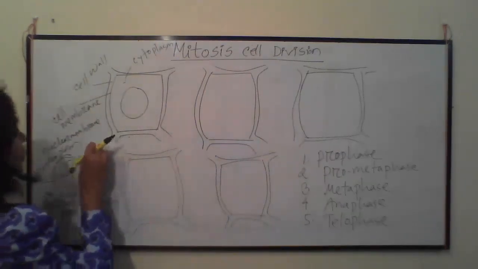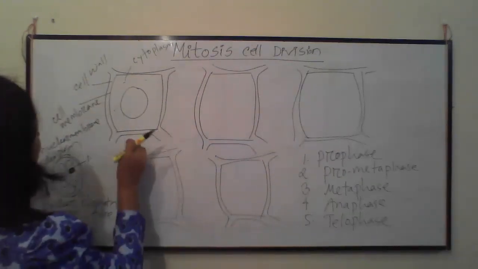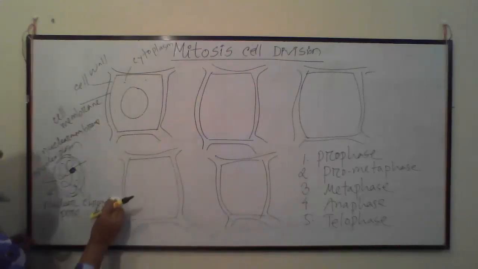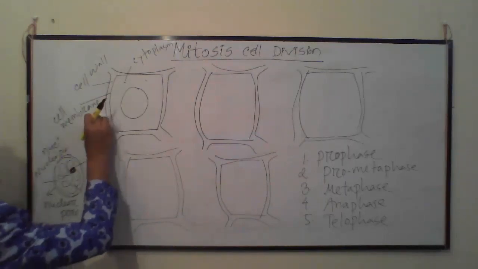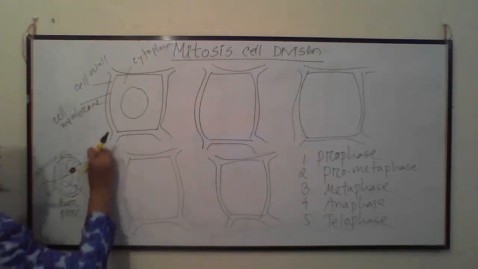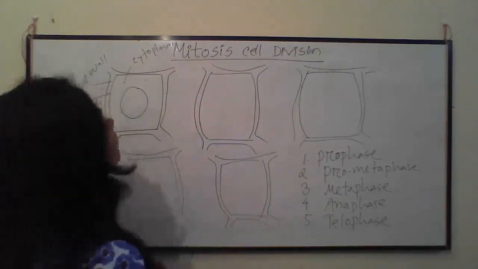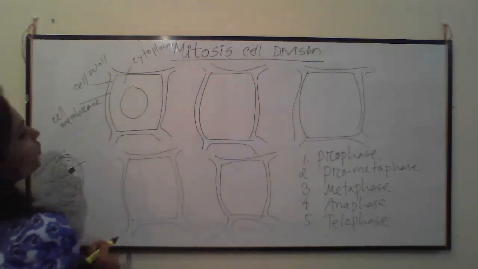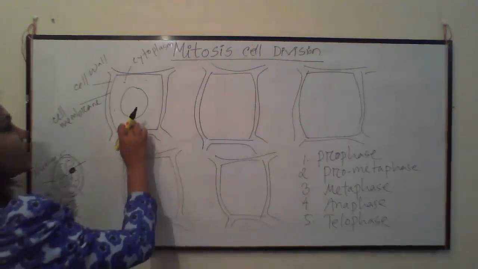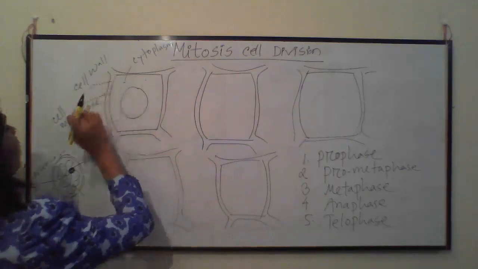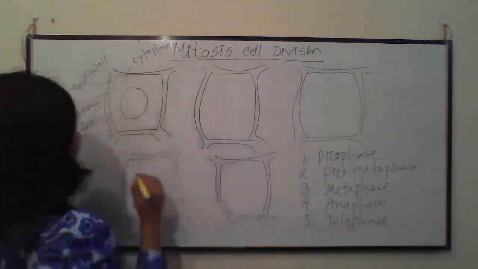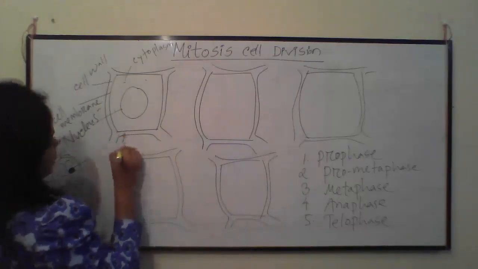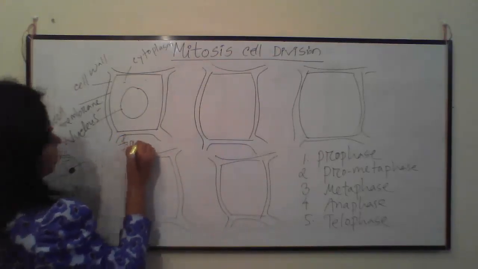I am just rubbing because the board is not strong enough, so I have to rub some of the things because I need much more space to make you understand actually. So this is the mother cell, and this is nucleus. Cytoplasm, cell wall, cell membrane, and nucleus. So this is the first stage. Like I'm writing the figure.